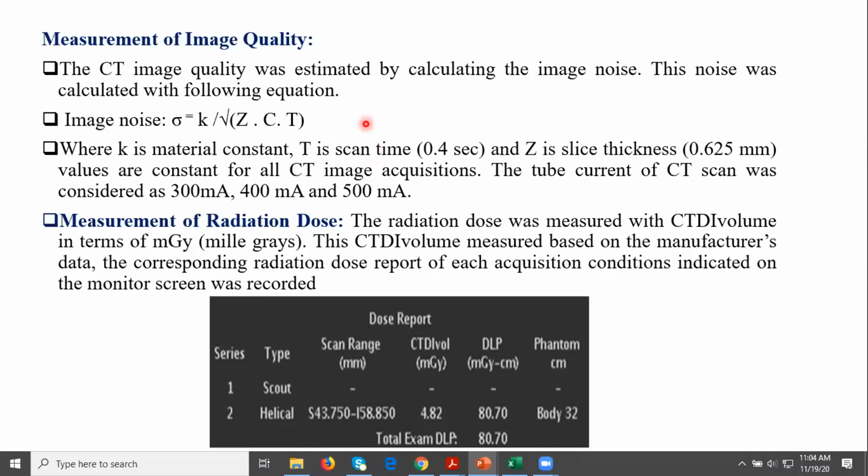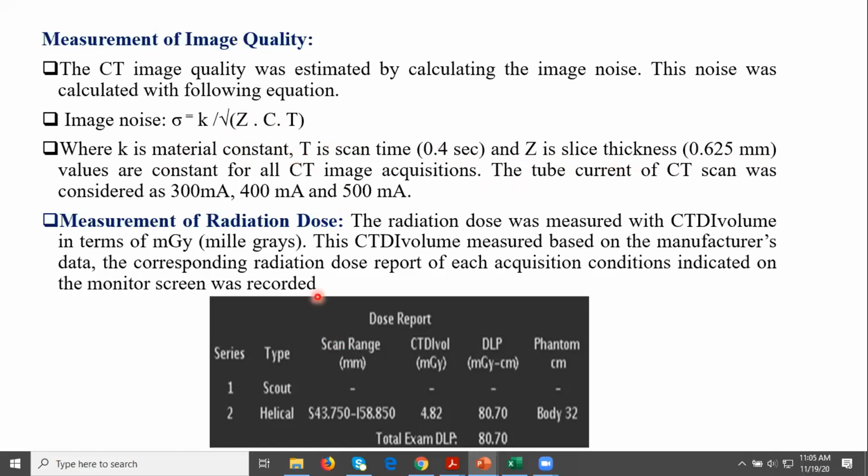Now, how do we measure image noise? Here there is a formula. We take the 300, 400, 500 voltages. The time is constant for all the experiments; we set it at 0.4. For the slice thickness, when we do the CT scanning, we take 0.625 mm for each slice. K is the constant, the measured constant for bone, with a value of 1.06. I take that into consideration, and then we calculate the image noise.